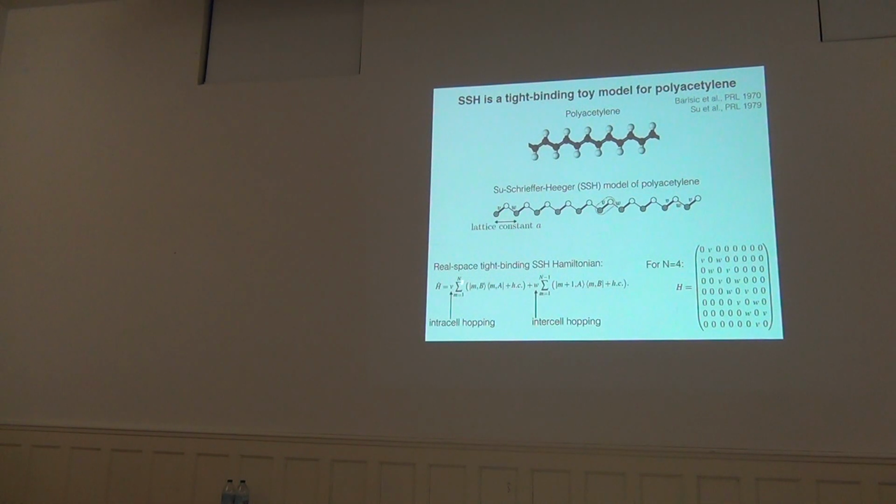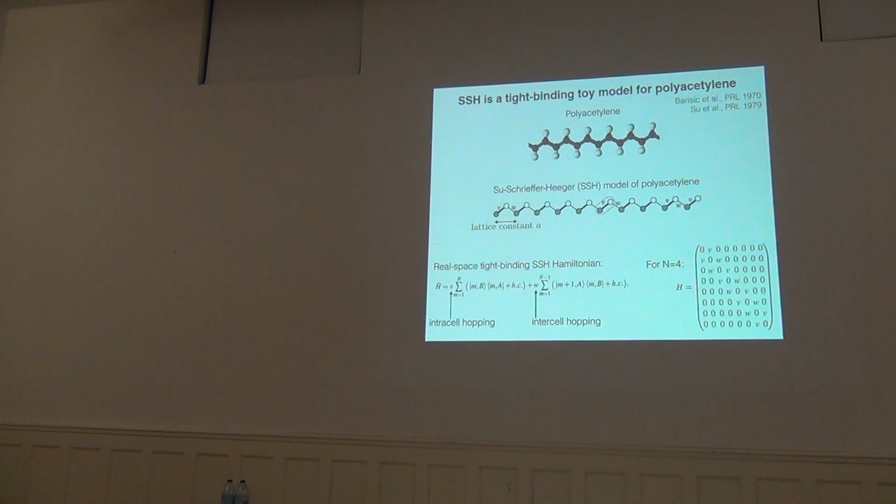So I'm summing up for all my unit cells. So m is the index for the unit cell. I have a chain of length n unit cells. And then within the unit cells, so m here and m there, within the unit cell, I can jump between A and B. So that's given by my first term in the Hamiltonian.